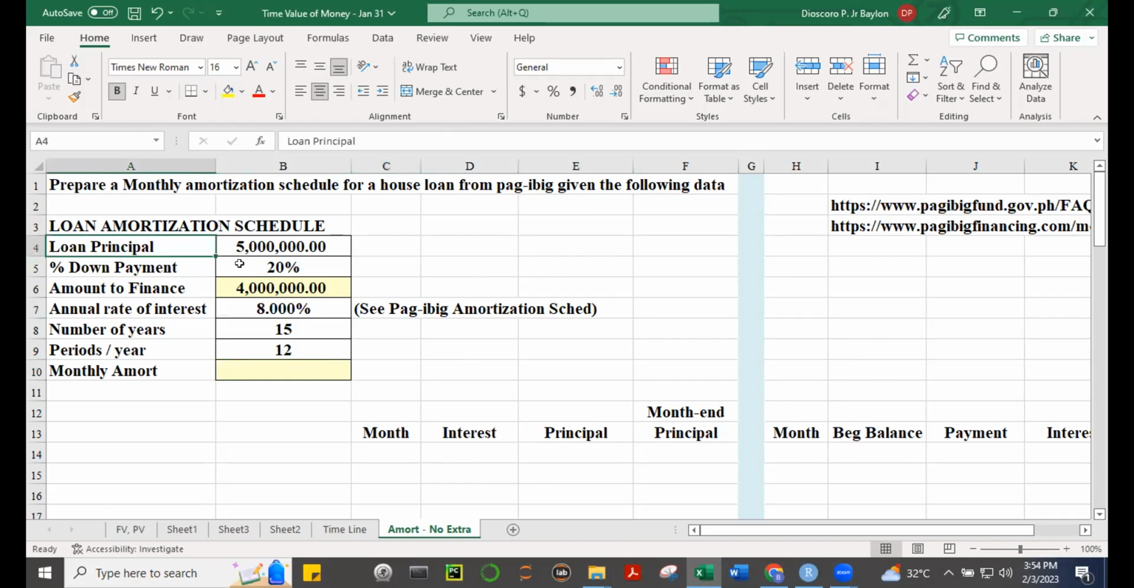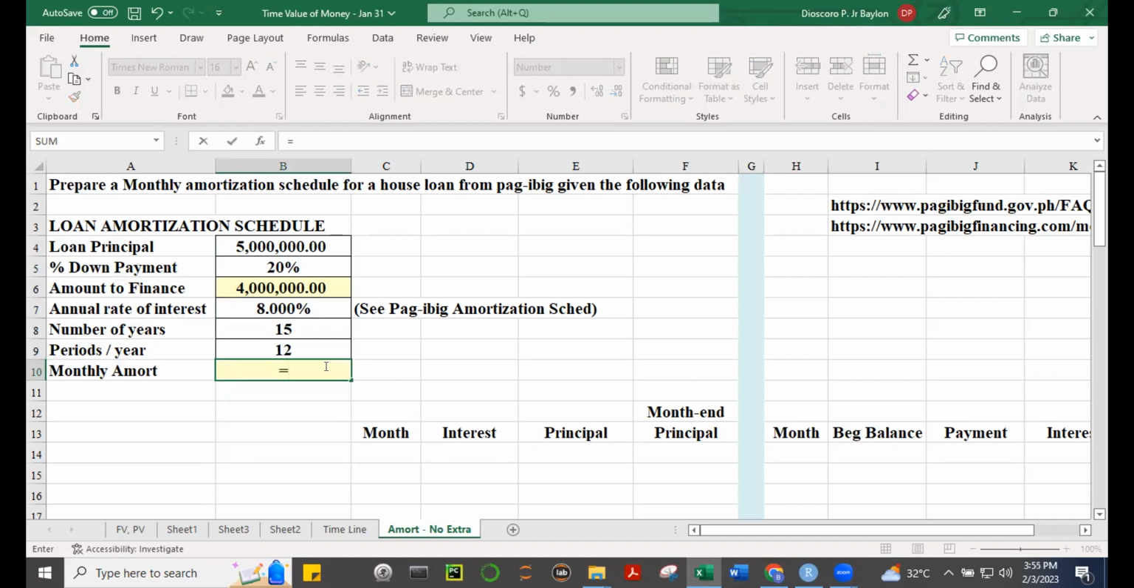What I did was to highlight everything and press Control Shift F3 to give these names. I don't like this actually, but anyway, that's what I did. In the interest of time, we can use the PMT function. I'll make it negative so that the answer will be positive. You can do that for PMT, for FV, for PV, but not for rate, not for NPER, because these are cash flows. All right, our rate is what?